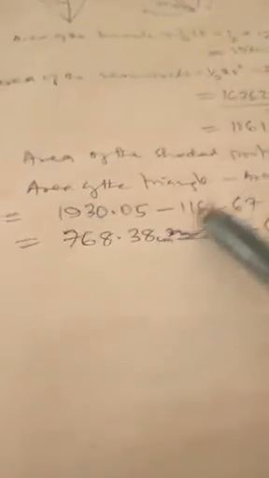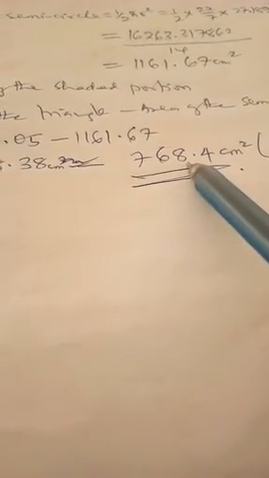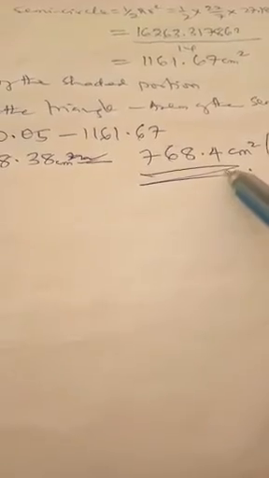Therefore, the area of the shaded part is the area of your triangle minus the area of the semicircle. Put in your values. You have this. You have to give your answer to 1 decimal place. You stop at 3, and take 1 from it to join to this, and our final answer is 768.4 cm squared. Thank you.